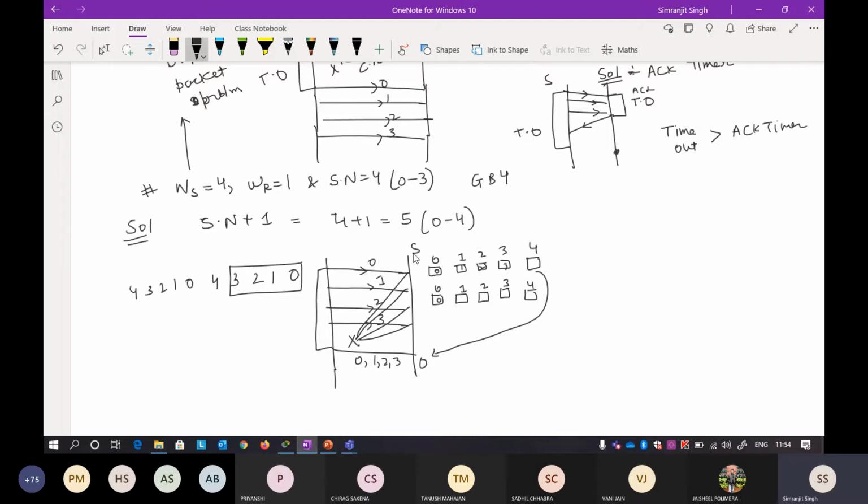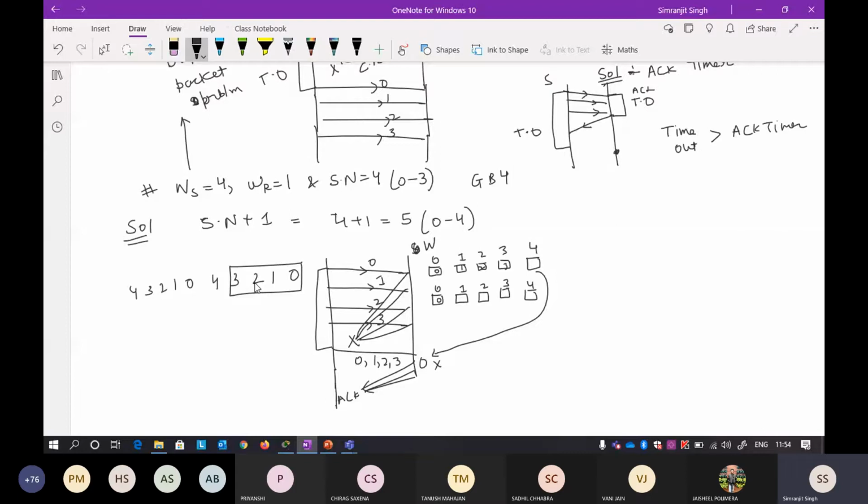So the receiver gets to know that its acknowledgement got lost, which is why the sender is sending the same packet again. So it silently discards the packet and again sends the acknowledgement saying that I have received the packet, now send me the next, 4th packet. Okay, so that is the solution to this particular problem.